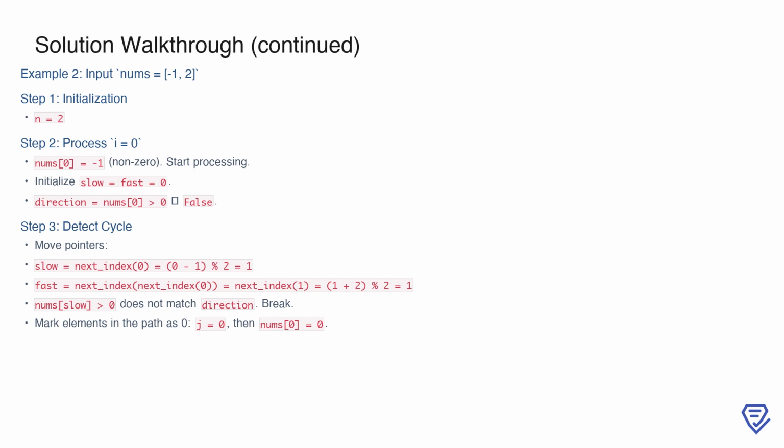Finally, we mark all elements in the current path as 0 to prevent revisiting them. Starting with j equals 0, we set nums[0] equals 0. Since no valid cycle was found, we stop here for this index.